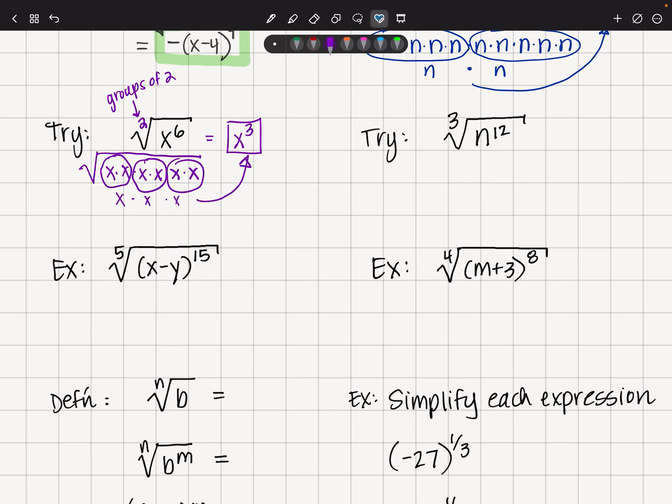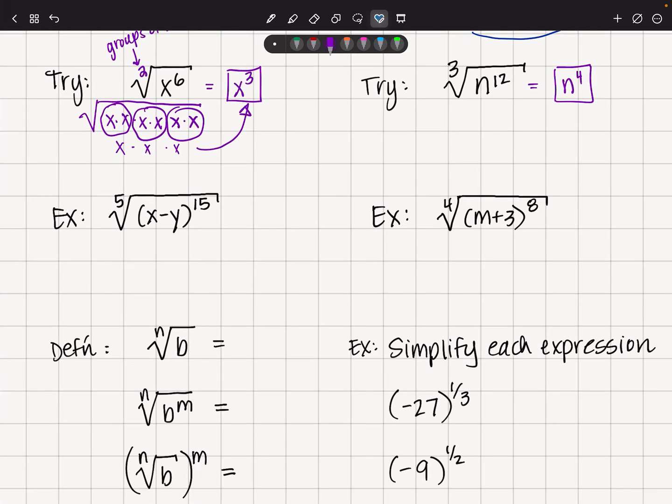The next one, this would be n to the 4th power. The next one would be x minus y to the 3rd power. If I've got 15 binomials all together, then I'd be able to have 3 groups of 5. And here, if I have 8 m plus 3's, I'll be able to have 2 groups of 4. So that's going to give us m plus 3 squared.